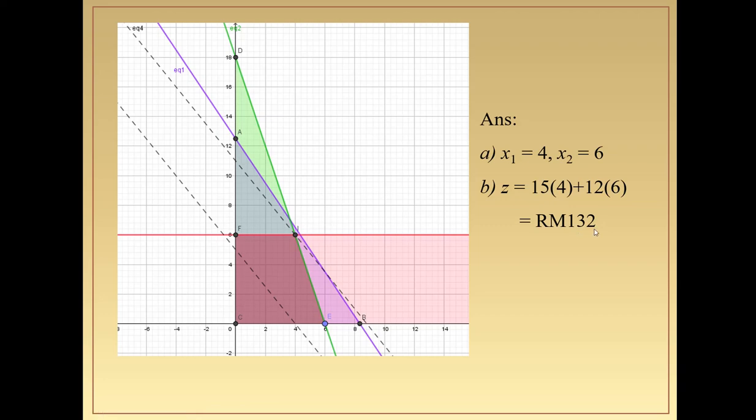Now question C. What is the leftover, the remaining raw materials? Just focus on the constraints. We know we have the amount of leather, steel, and the demand. So we check one by one.